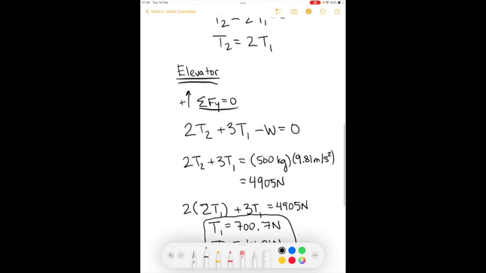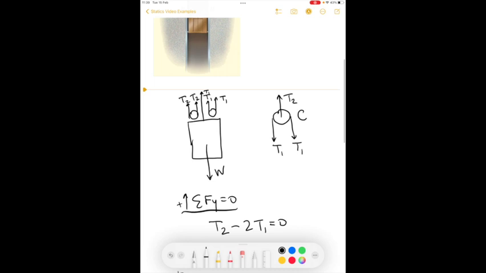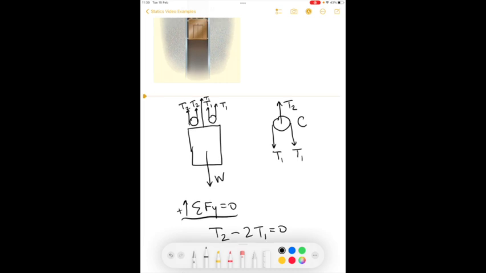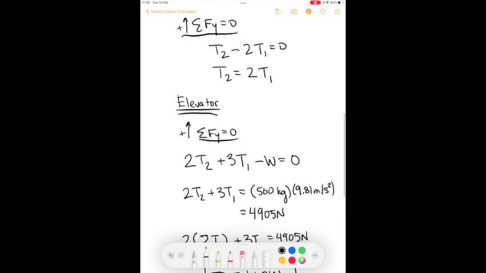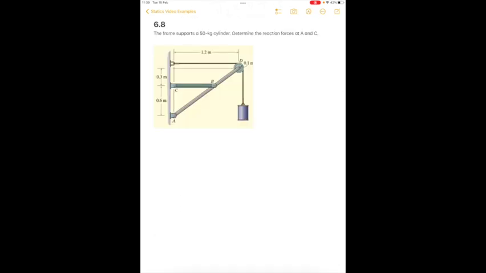But the idea here is that we want to understand that the tension in a cable for a pulley is always equal throughout the length of the cable, and so we can use that to simplify the problem and solve it. In this example, we have both a frame and a pulley together. So again, what we need to do is separate each of the individual parts. If I do that, it would look something like this.